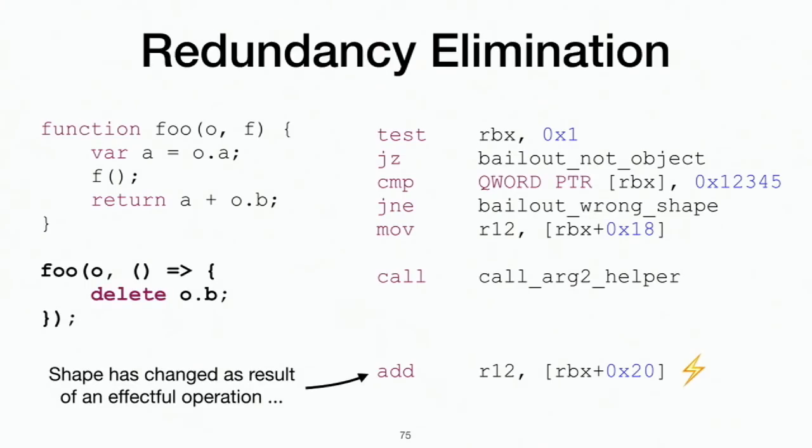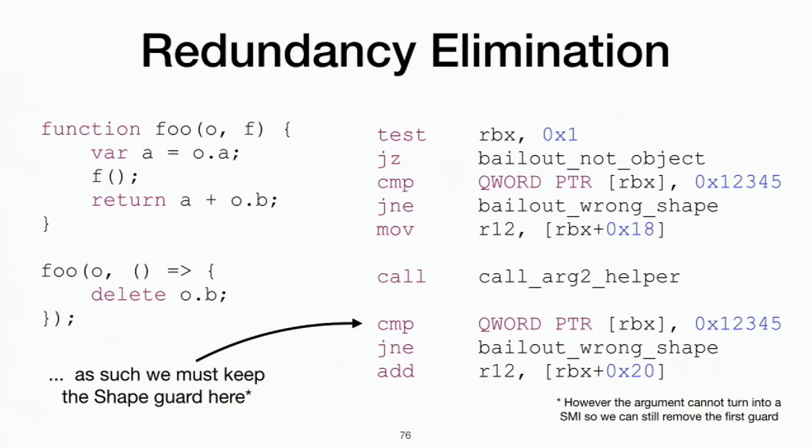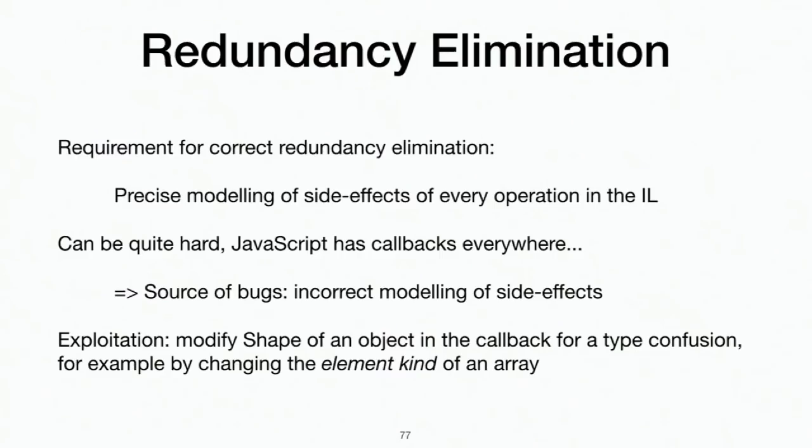Well, here's one case where it's not. Let's say our callback deletes the property B. In this case, the shape has changed, right, as a result of a side effect. So this access here cannot be safe. We removed this property B. This can't be good. So in this case, we have to keep the second shape guard. So that's what you have to do. If you realize there's a potential side effect here, you have to keep the following shape guards.